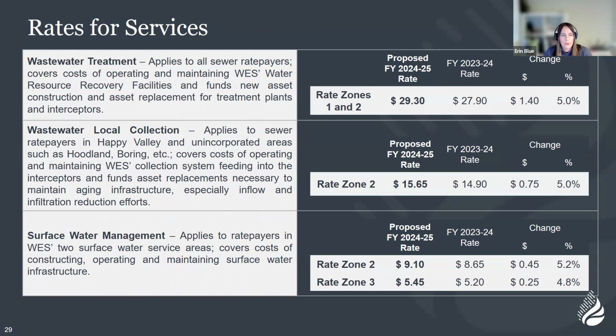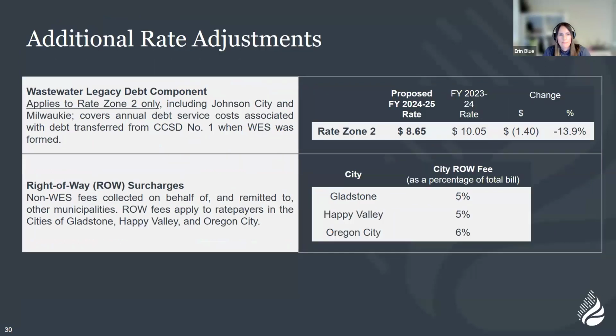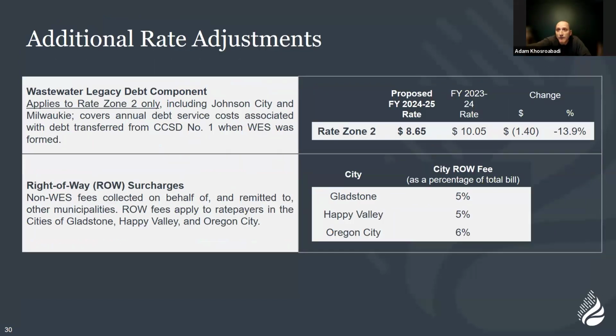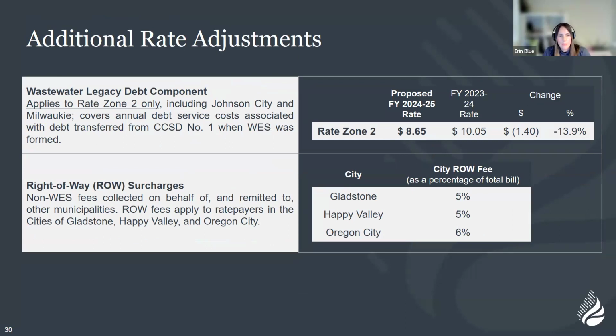So only the wastewater treatment rate applies to Milwaukee, since Milwaukee has its own local collection system rate and surface water management rate. And then the offsetting legacy debt component also applies to Milwaukee. And in 2 slides, we'll see the breakdown by service area and rate zone, so you can see the overall impact. Thank you. I appreciate it. All right, next slide, please.